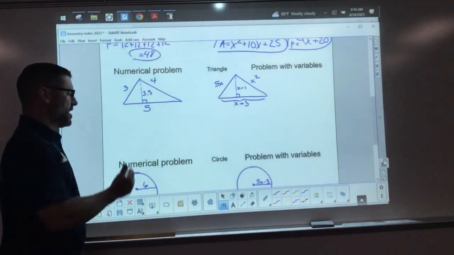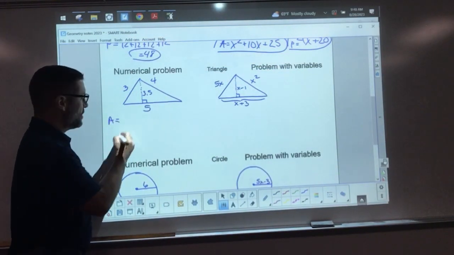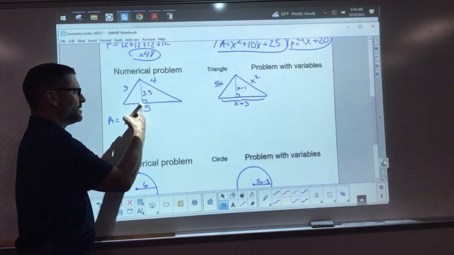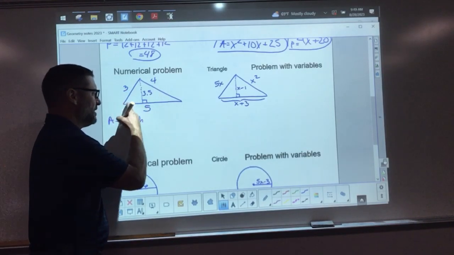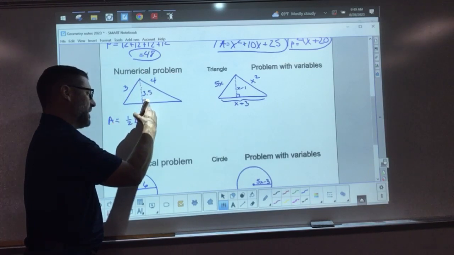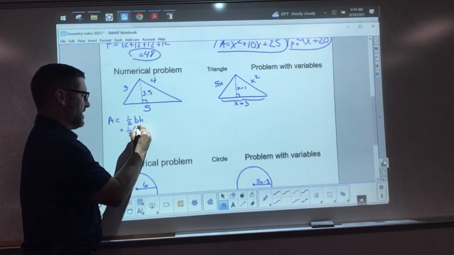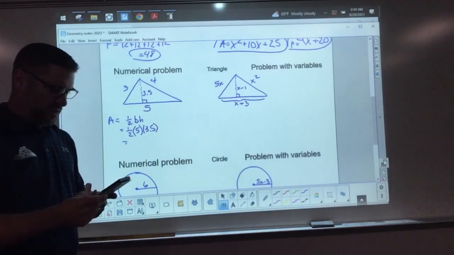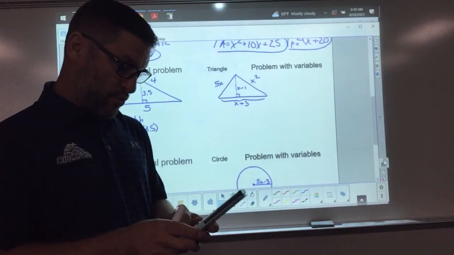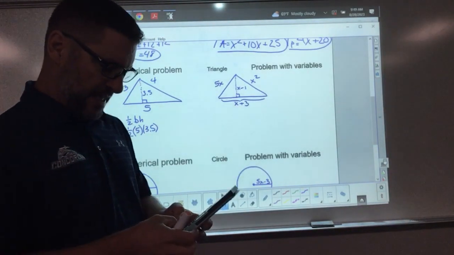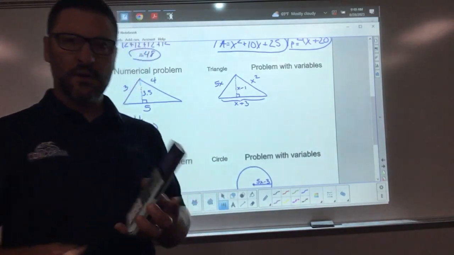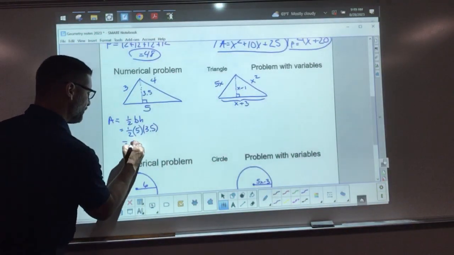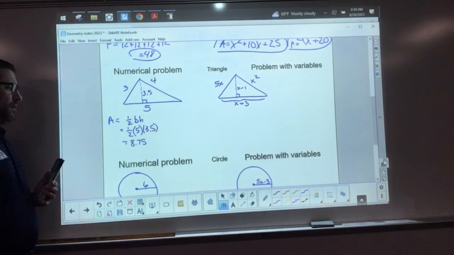Numerical problem. It's a triangle. Area of a triangle is 1/2 the base times the height. Well, I have all these numbers here. I have to be able to pick out a base and a height. There's my base. The height comes down at a right angle. So I'm literally going to take 1/2 of 5 times 3.5. I'm going to go ahead and use my calculator. I'm going to go with 0.5, which is 1/2, times 5 times 3.5. I did that, and I got 8.75. It's the area.